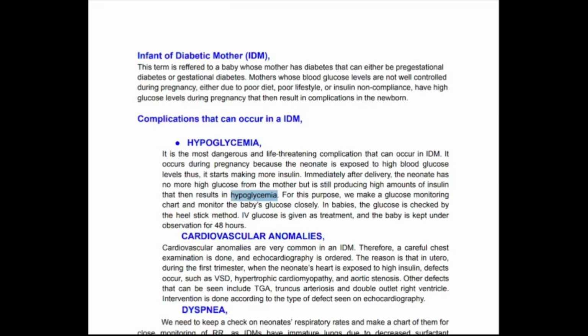Hello everyone. So today our topic of discussion is infant of diabetic mothers. So let's discuss this topic.